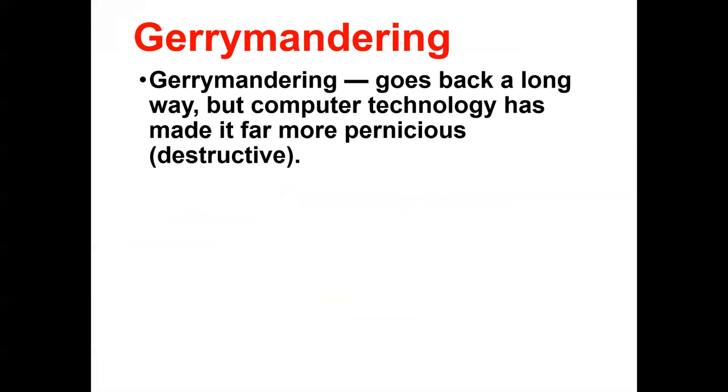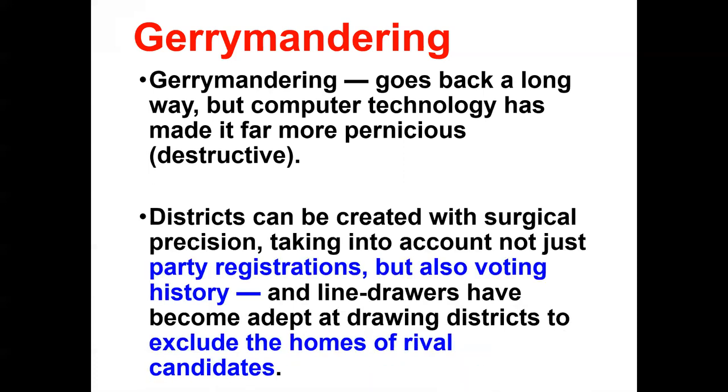Gerrymandering goes back a long way, but computer technology has made it far more destructive, because computer technology helps to manipulate the lines. Districts can be created with surgical precision, taking into account not just party registration, but also voting history. And the line drawers have become adept at drawing districts to exclude homes of rival candidates. So this is a big problem, as Angel mentioned.